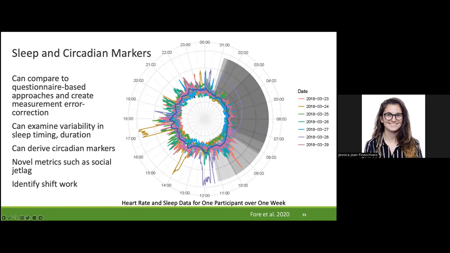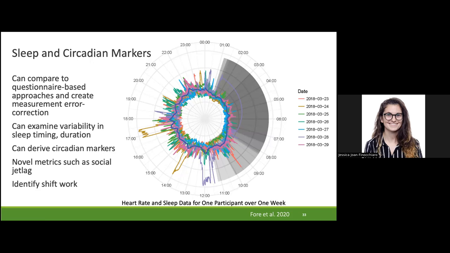We can also create some metrics of circadian markers, like your most active hours and your least active hours over time. So we can get at your circadian patterns. And we can take this data, and this is true for physical activity as well, and compare it to our questionnaire measures and create measurement error correction models, the regression calibration models, and apply that to the full cohort.